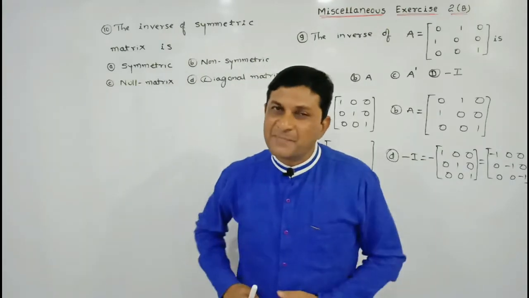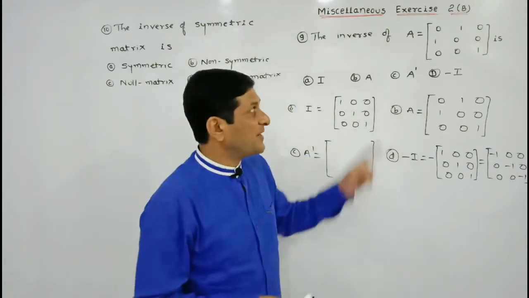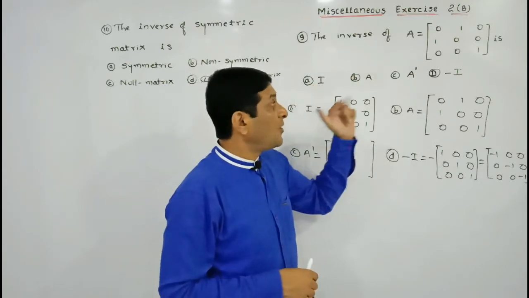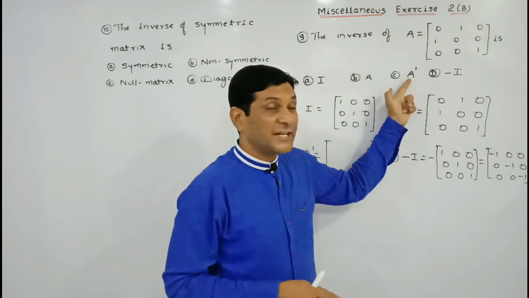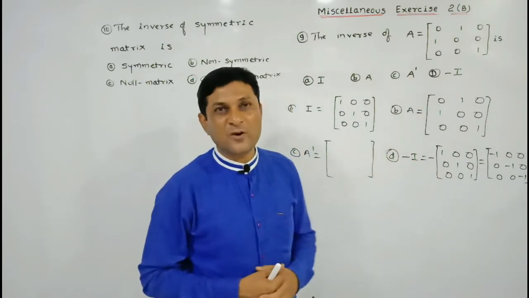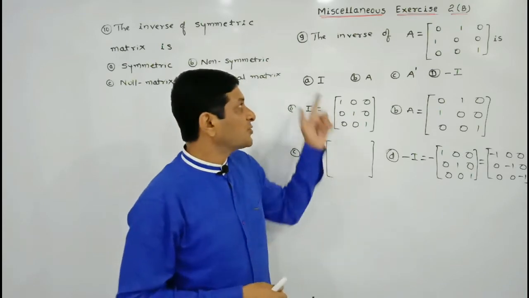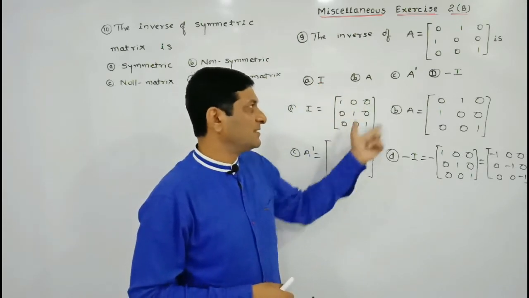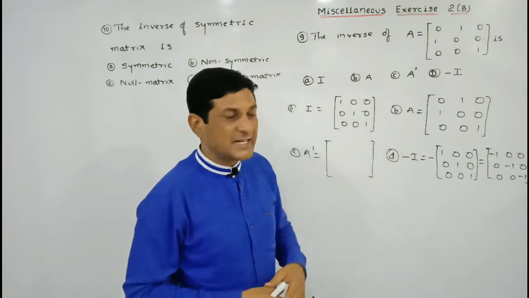Now see example number 9. In this case we have to find the inverse of this matrix, and the inverse of this matrix is I, or A, or A dash, where A dash means A transpose, or minus I. We have to check which of the following options is the right answer. So I means what? Identity matrix. I just have to write the elements of this identity matrix.